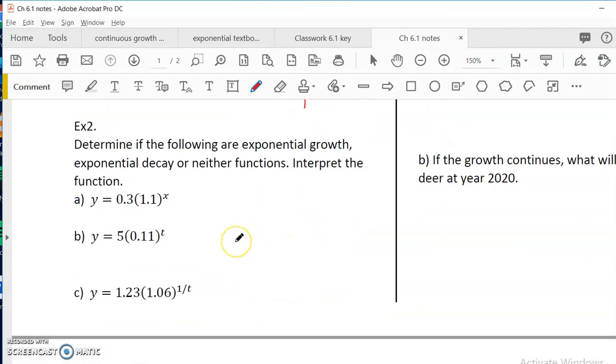Okay, so I'll quickly go over. So is it a growth? We only look at this. This is a growth because 1.1 is greater than 1, so growth exponential. This is 0.11, less than 1, so it is decay. What about this? 1.06. Oh, but this is not a to the x. It's 1 over something. It's neither. It has to be just to the power x. Okay, so that's how you recognize an exponential function from data, from a graph, and also from a formula.